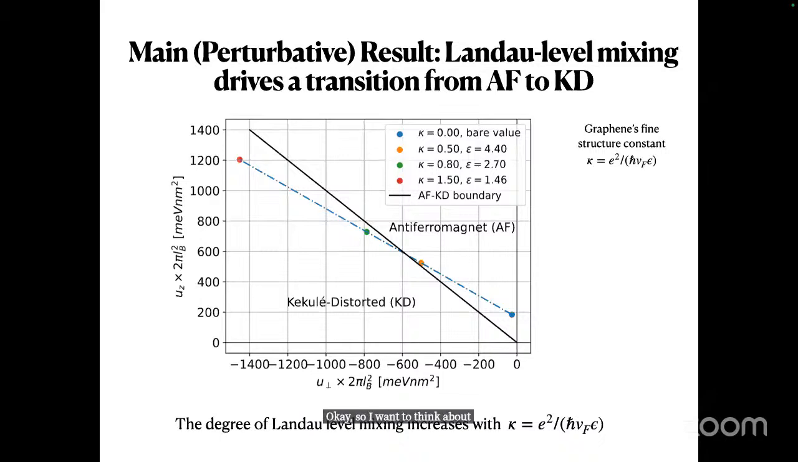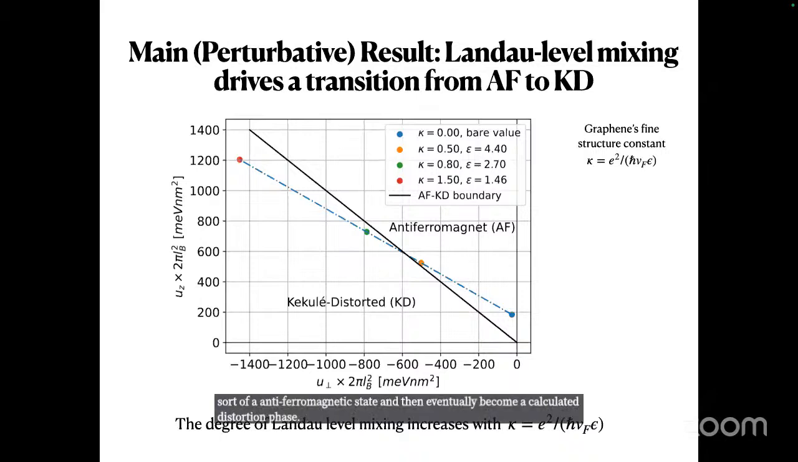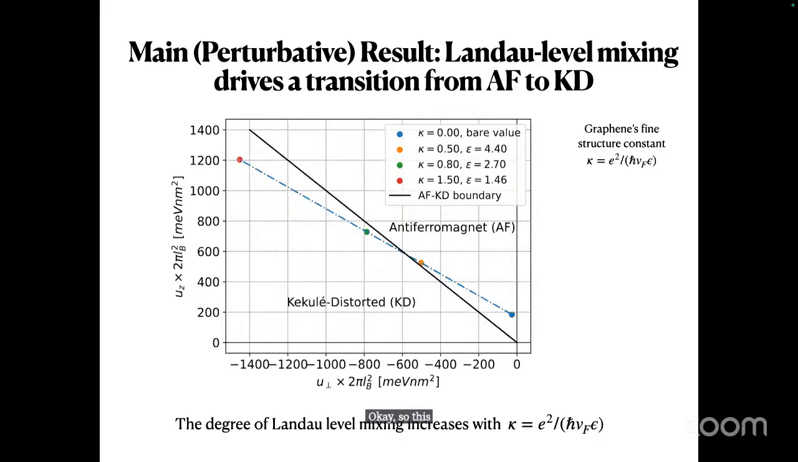So I want to think about what happens to the phase diagram as I increase kappa. What I found, according to perturbation theory, is that as kappa increases, the system moves from an antiferromagnetic state and eventually becomes a Kekulé distortion phase. So this provides a very simple explanation for the experiments. It's not that they are seeing different phases, but that they have very different screening environments. So this is the perturbative analysis in terms of kappa.